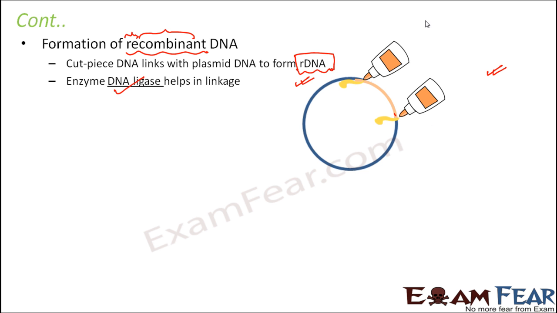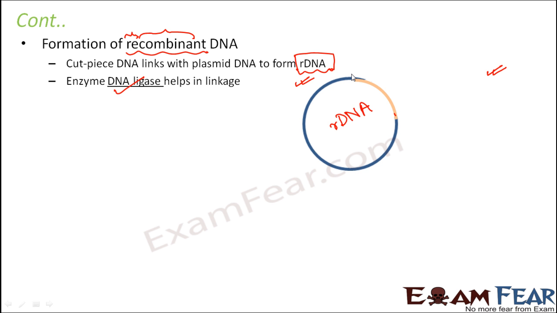So what is this glue? These glues are nothing but the DNA ligase enzyme, because it helps in linking the cut piece of DNA to the plasmid DNA. And this is what is formed: the recombinant DNA, or rDNA, whatever you call it. Now if you see, this recombinant DNA has both the things which we wanted. First, it should carry the gene of interest, the desired gene. For example, for the jellyfish, what was our gene of interest? It was the gene which causes the jellyfish to glow at night. So that gene is present in the recombinant DNA.